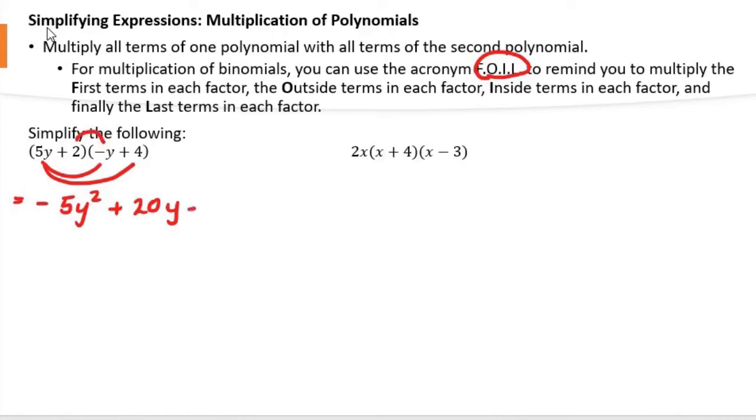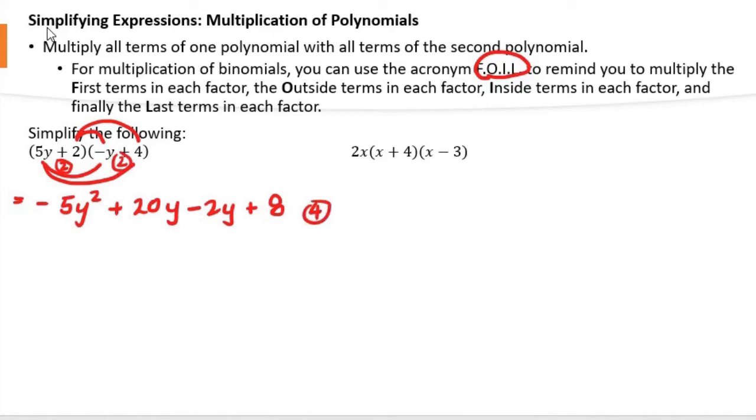2 times negative y is negative 2y. And then finally, the last in both brackets are positive 2 and positive 4, and multiplied those give us positive 8. What you may also notice is I've taken two terms in this first bracket and multiplied it by two terms. How many terms did we get? Well, in this next line, we have 4 terms.